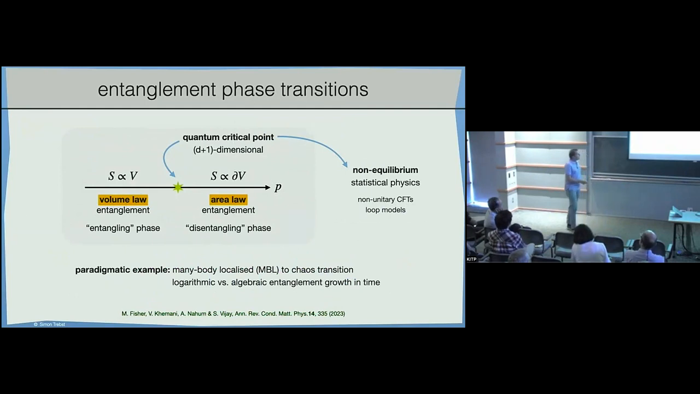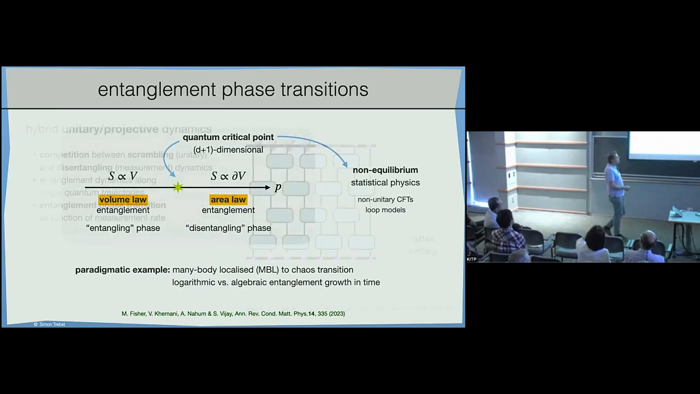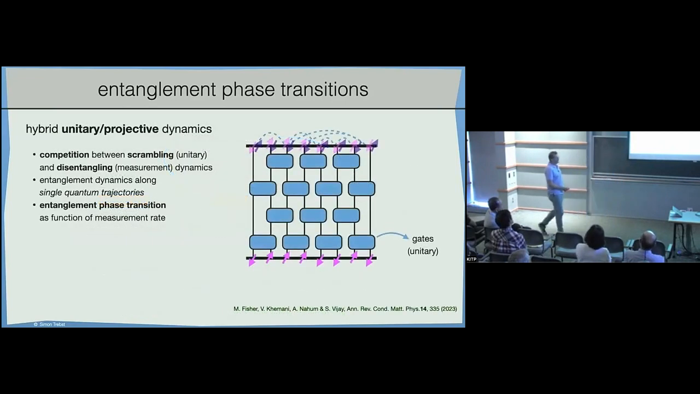Many body localized phases are area law entangled phases, disentangling phases, while a chaotic phase has volume law entanglement. And the transition between these two types of phases is very interesting per se. They're quantum critical, but they're described by non-equilibrium statistical physics. We will have to use very different tools than unitary CFTs, loop models, and the like to describe them. There's a very beautiful review out this year from Matthew, Vedika, Adam, and Sagar, discussing this physics in the context of circuits.